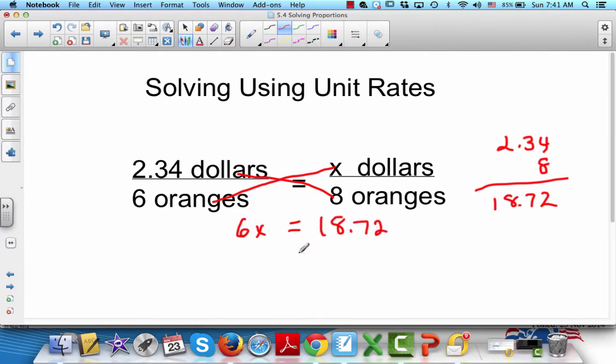So that gives you $18.72. And then we just got something that we need to solve. Divide by 6 on both sides. And that gives us X equals $3.12. So that means if 6 oranges cost $2.34, 8 oranges will cost $3.12.